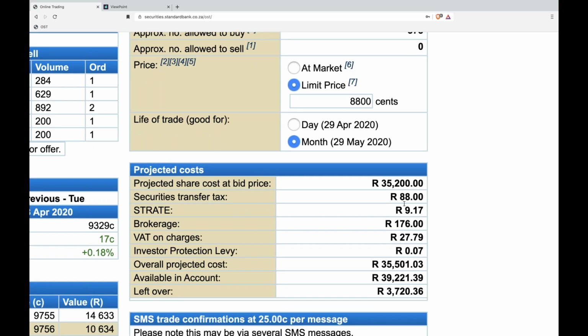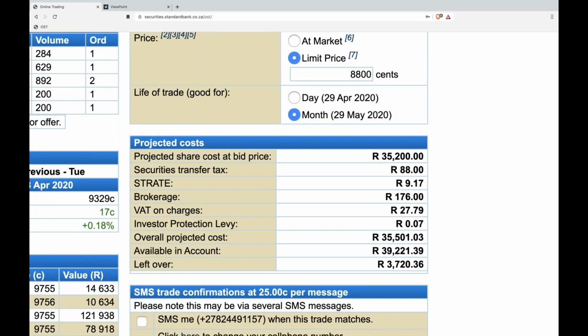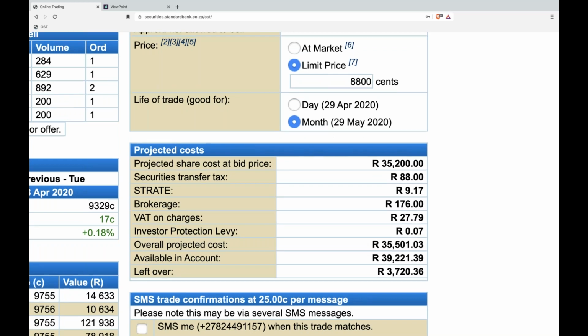Security transfer tax, 0.25% on the purchase side of equities only, not included in ETFs, is 88 Rand. Straight, which is a fixed amount unless you're doing very large transactions. Brokerage, which is 0.5% or 110 Rand.